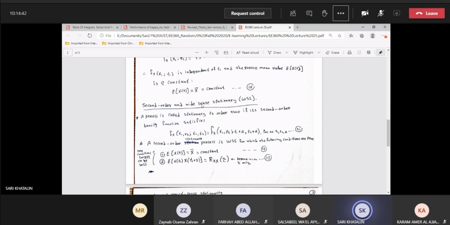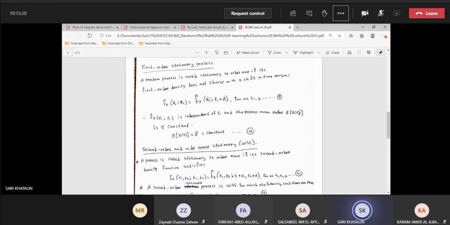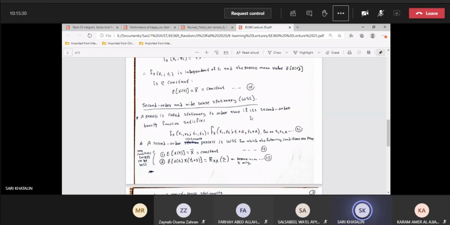So now we just mentioned wide sense stationary. A second order stationary process is wide sense stationary if it meets these two conditions. If you are given a random process and you want to determine whether it is wide sense stationary or not, the first thing you make sure of is that the expected value of the random process is constant, which means it's not going to be impacted by shifting the time origin, which satisfies equation 9.